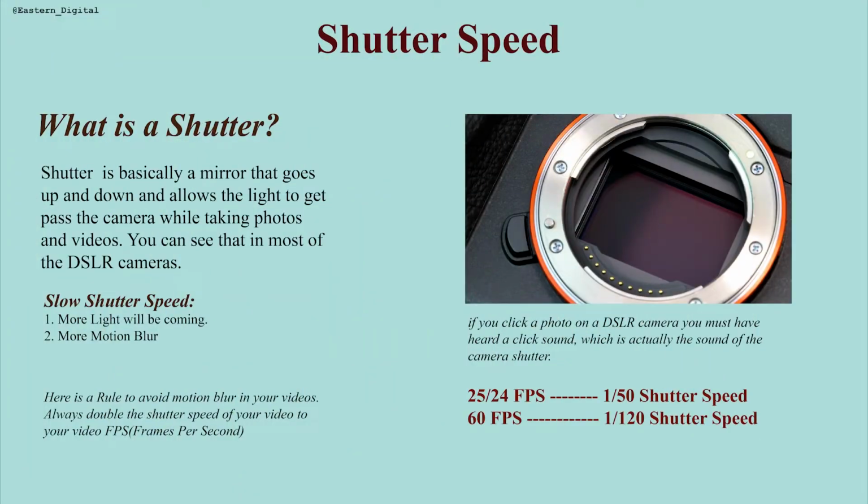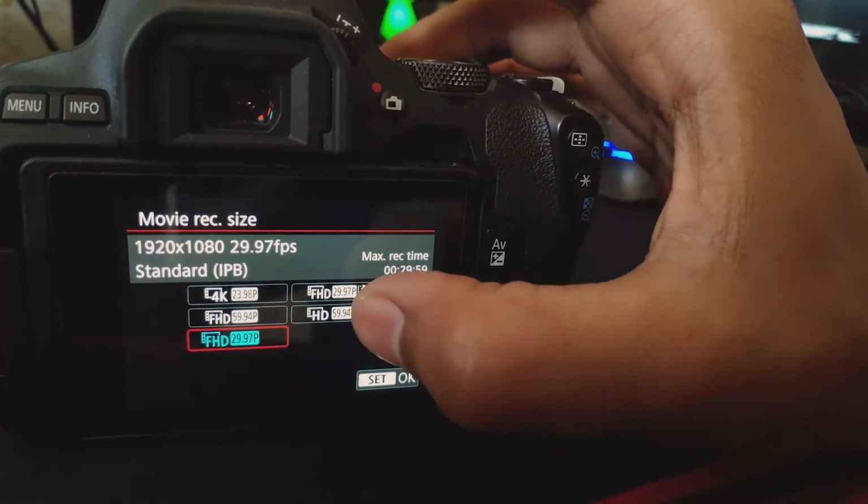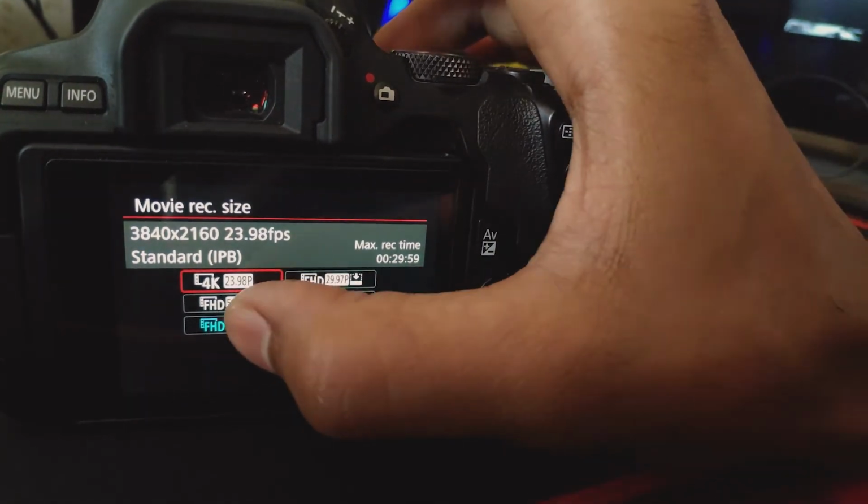A slow shutter speed allows more light, but it results in motion blur. A higher shutter speed allows less light, but it results in less motion blur in your footage. Our goal is to avoid motion blur and also allow enough light to pass through to get a good exposure in our footage. To achieve this goal, you need to keep one rule in mind. To avoid motion blur in your footage while you are shooting, keep the shutter speed at double your FPS, which is the frames per second that you are shooting.